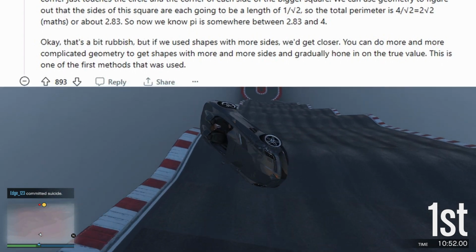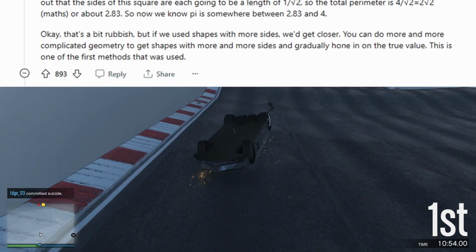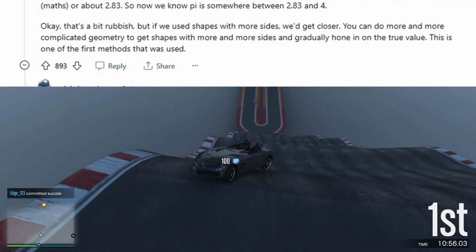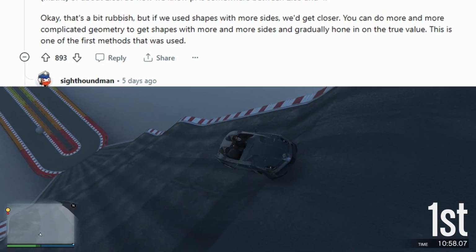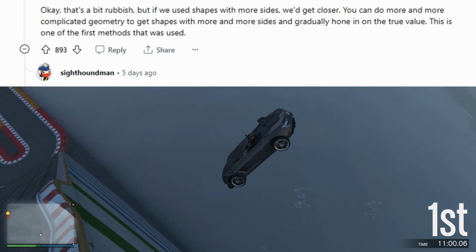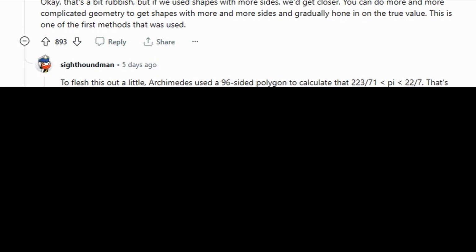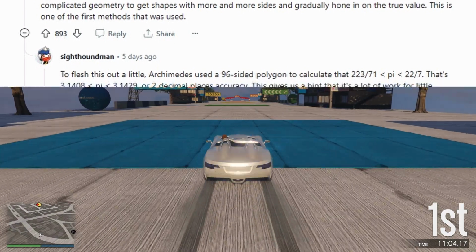Okay, that's a bit rubbish, but if we used shapes with more sides, we'd get closer. You can do more and more complicated geometry to get shapes with more and more sides and gradually hone in on the true value. This is one of the first methods that was used.